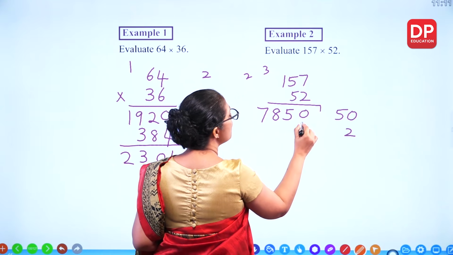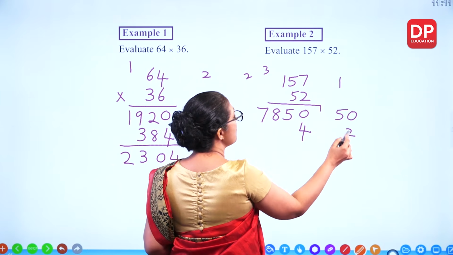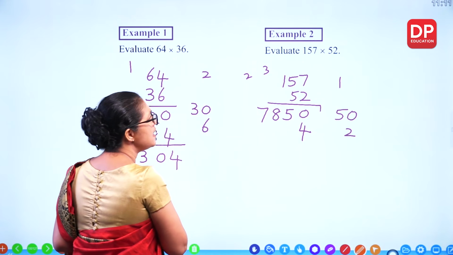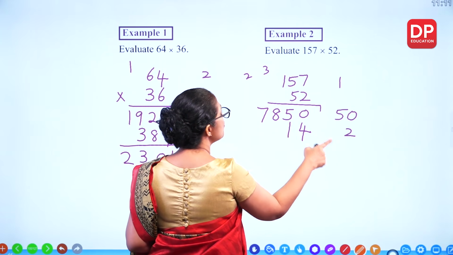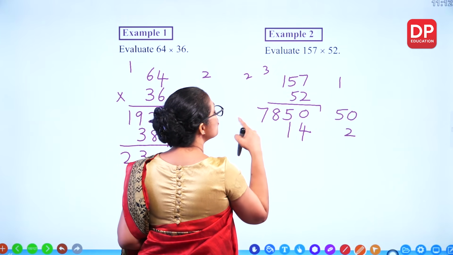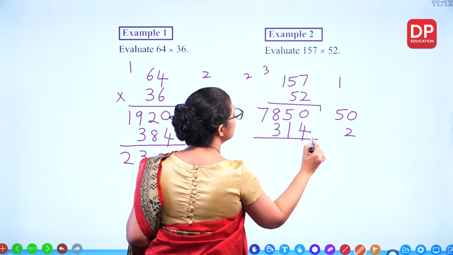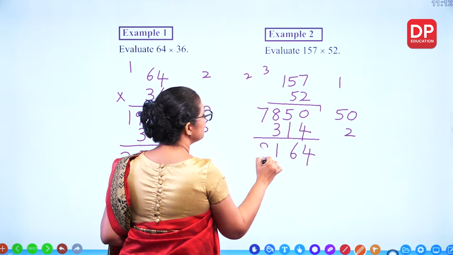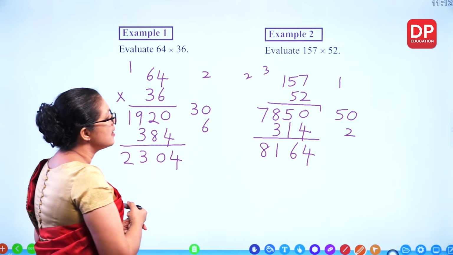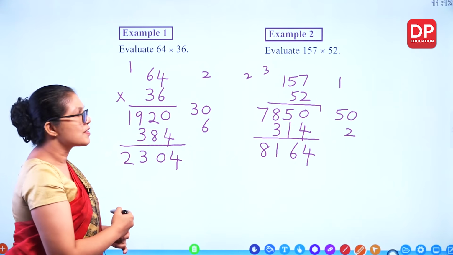2 times 7, 14. 1 remaining. 2 times 5, 10. 10 plus 1, 11. 1 remaining. 2 times 1, 2. 2 plus 1, 3. So when you add it, you get 8,164.